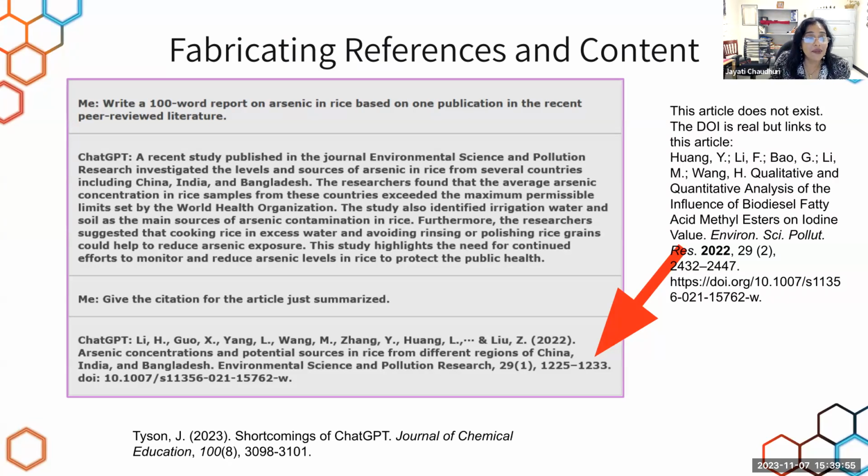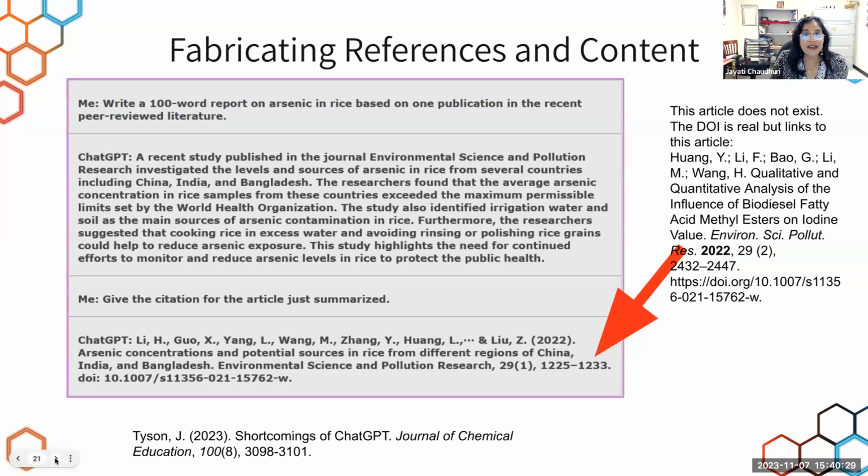So it made up this citation and it gave a real DOI. But if you click on this DOI link, it will go to this article, not the article mentioned on ChatGPT's page. So here is an example to you all of how it can fabricate references and content. So that is why we all need to verify information before we decide to use ChatGPT for our academic research.